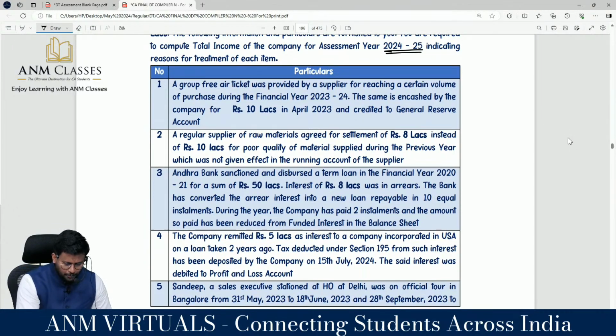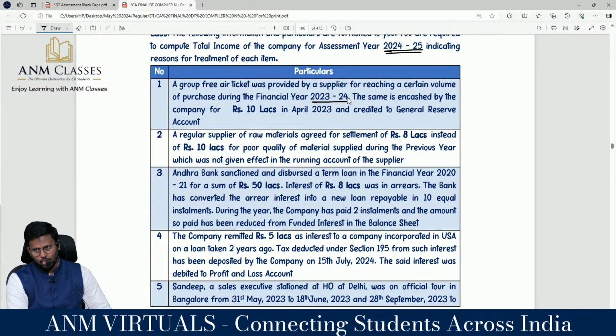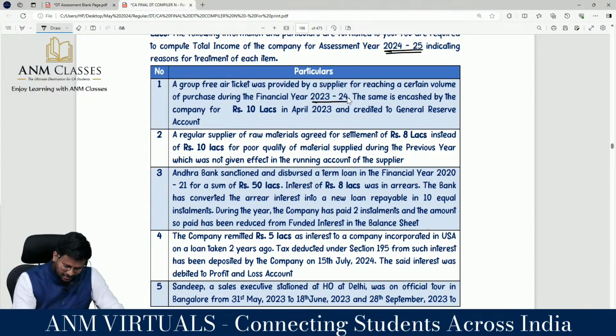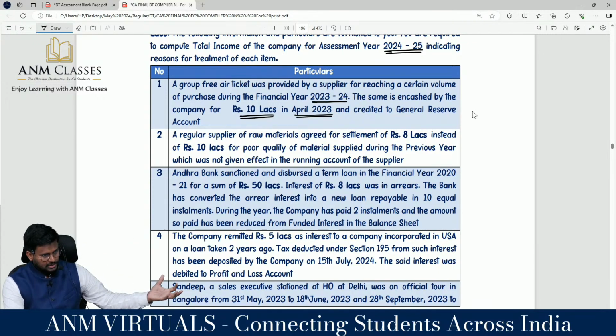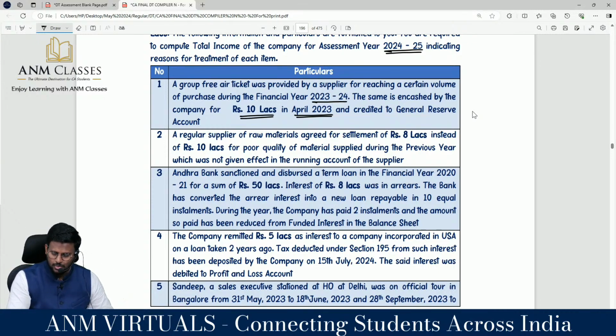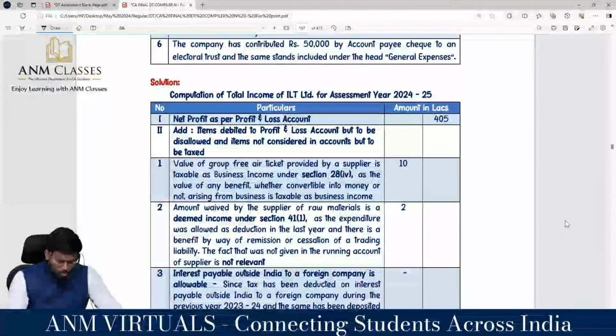Number 1, a group free air ticket was provided by a supplier for reaching a certain volume of purchase during the financial year 23-24. So you have purchased something from the supplier. You have achieved the target, my dear lovable students. So they have given some group free air ticket. The same is encashed by the company for 10 lakh in April 2023 and credited to general reserve account. So the company said, no, we are not interested in flying and tours and all. We don't want the air ticket. Encash it and give us cash. How to deal with this?